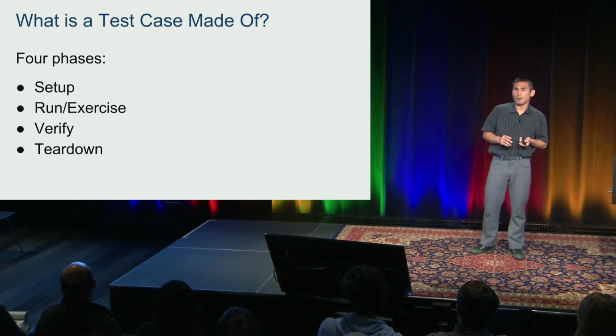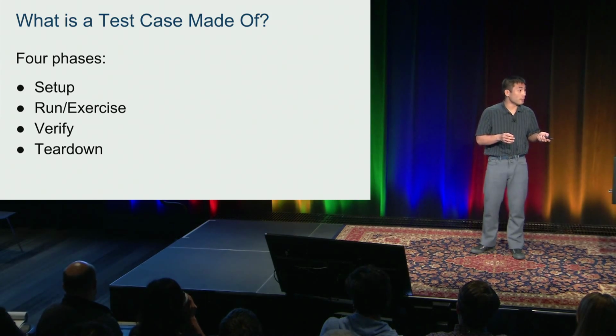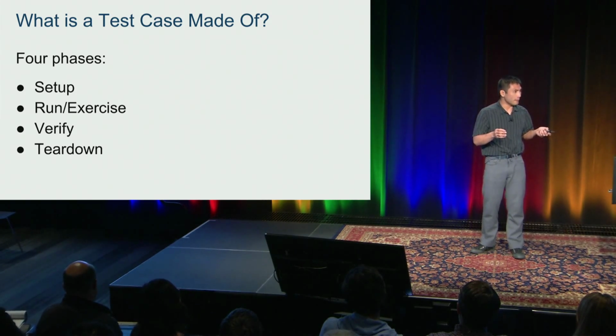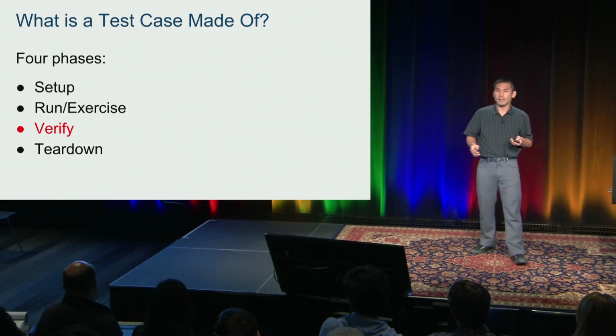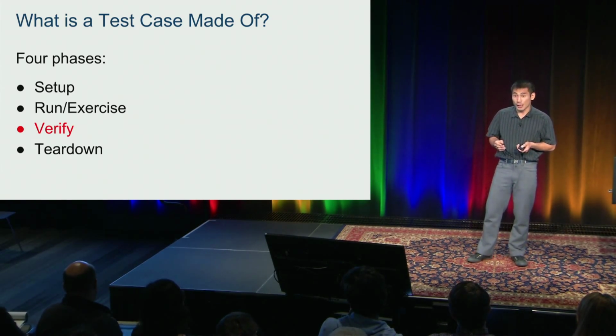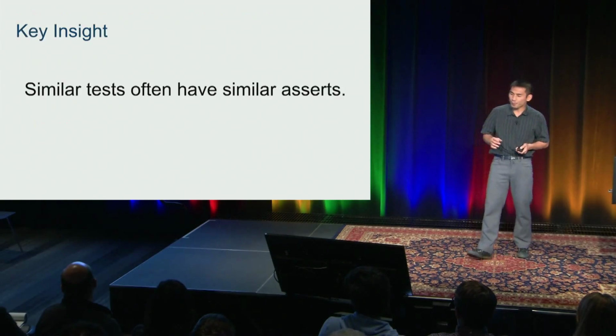So let's think a bit about what test cases are made of. If you have a test case, usually you have 4 phases. You have a setup phase, a phase where you run the system under test. Then you check that you got what you wanted from the system. And then you tear down the test infrastructure that you created in the setup phase. In this work, we're going to focus on the verify stage. So we're just going to identify similar test methods by looking at the verify stage and saying that test methods are similar if they have similar verify parts or phases.